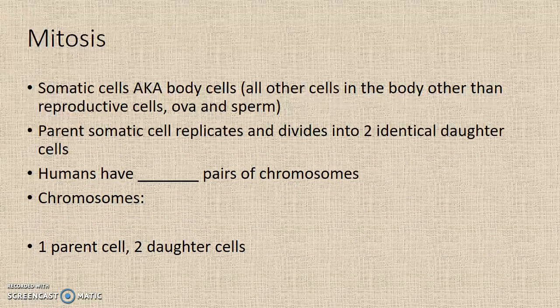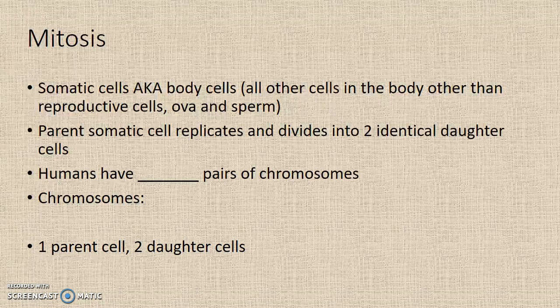Okay, so we're going to go through genetics briefly. Hopefully this will spark your memory back from some of your basic biology classes. But mitosis, the first thing that we'll talk about, mitosis is when there's somatic cells or body cells, okay, and essentially that includes all other cells in the body other than the reproductive cells, the ova and the sperm, which we talked about in our reproductive section, okay.